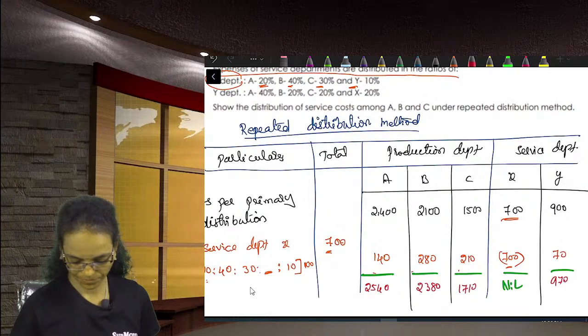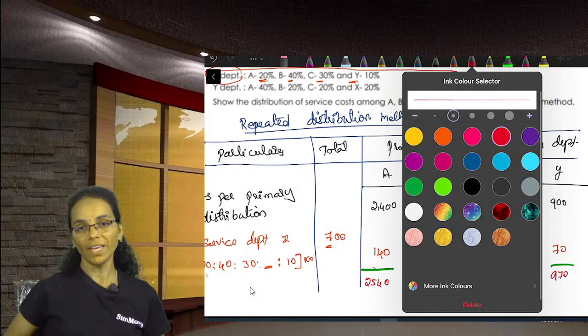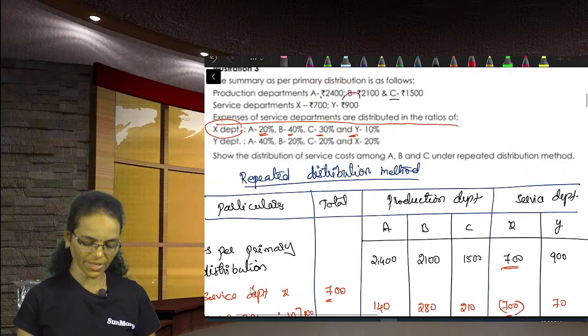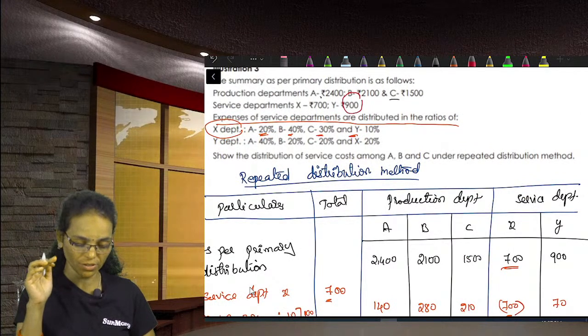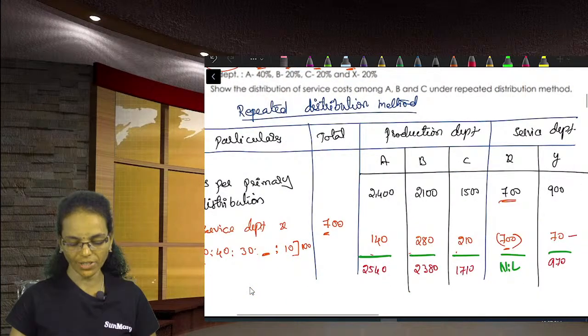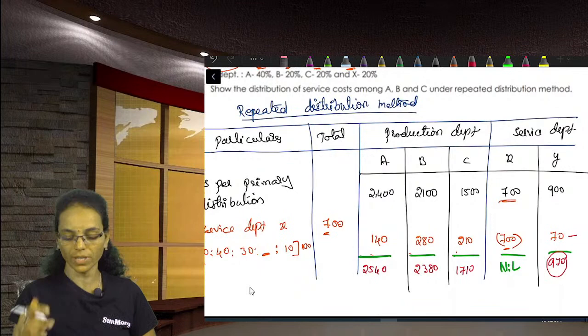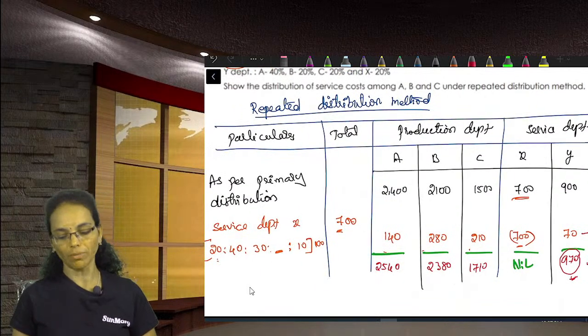$970. Now, when you are talking about department Y expenditure, don't take it from the question. The question says 900 rupees, but we have allocated some portion of expenditure from X, that is 70 rupees. Total 970 rupees is the expenditure now for department Y. This amount has to be distributed to all the departments.